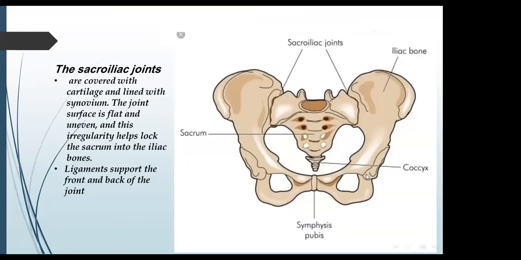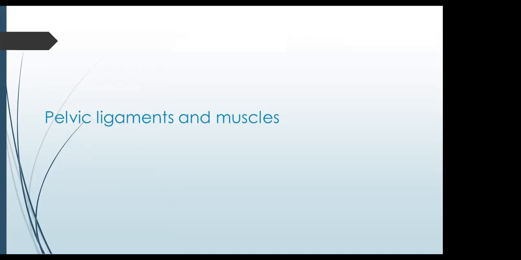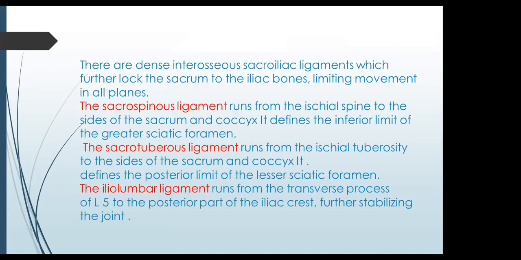The sacroiliac joints are covered with cartilage and lined with synovium. The joint surface is flat and uneven, and this irregularity helps lock the sacrum into the iliac bones. Ligaments support the front and back of the joint. There are dense interosseous sacroiliac ligaments, which further lock the sacrum to the iliac bones, limiting movement in all planes.